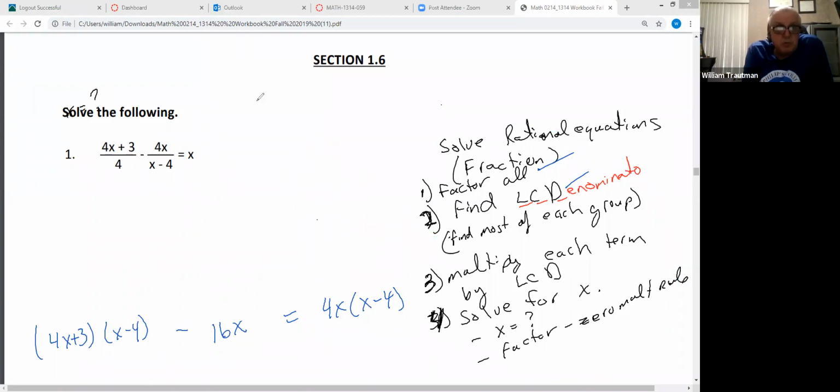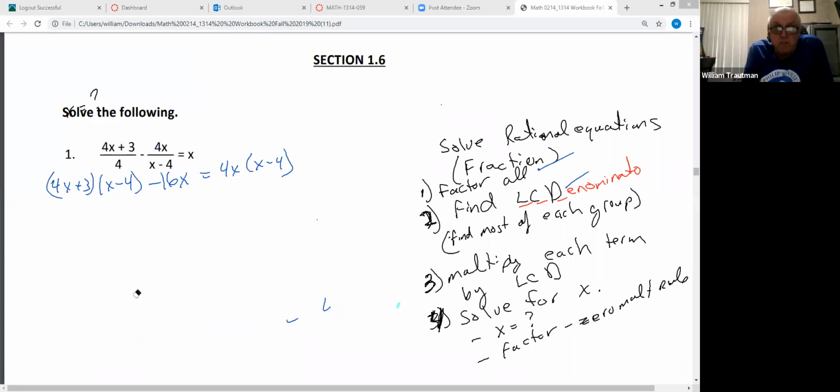And rewrite the problem for x plus 3, x minus 4. They picked a really doozy to start us off with. 16x. So this is what we got when we did all those steps. Now we're just solving for x. And if we take out our steps for solving for x, step 1 was distribute.